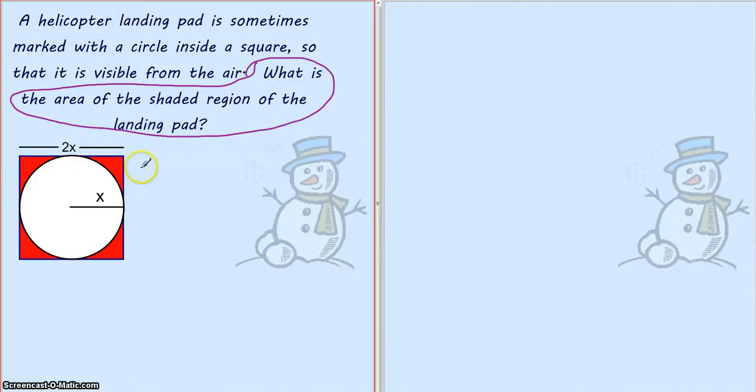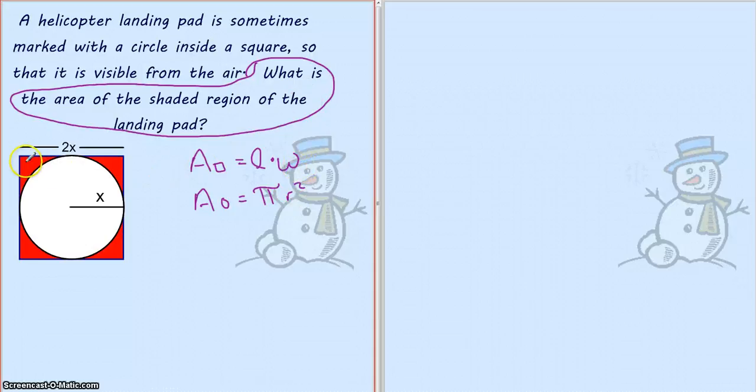In order to do that, you have to understand your area formulas. If you don't know your area formulas, you might want to look them up. Okay, the area of any kind of rectangle, which does include a square, is length times width. And the area of a circle is pi r squared. R stands for the radius.